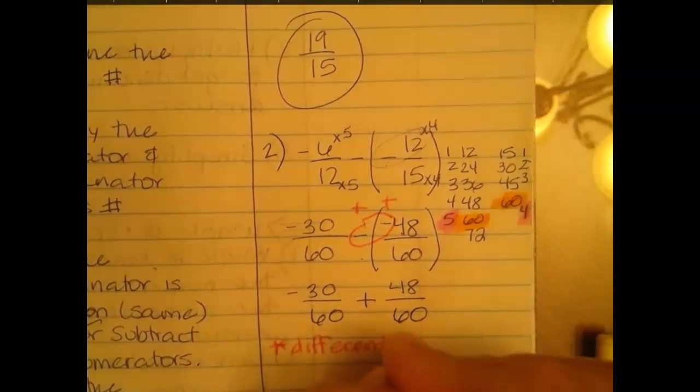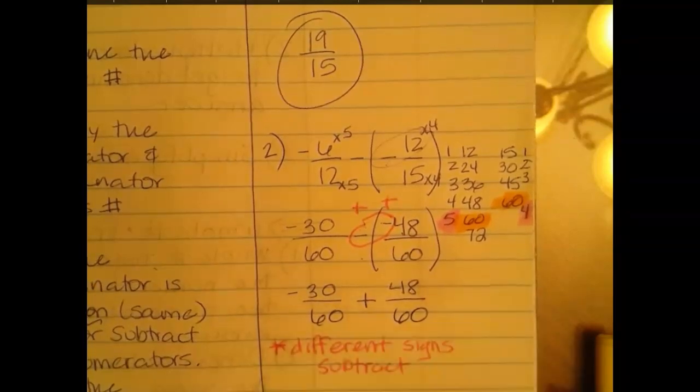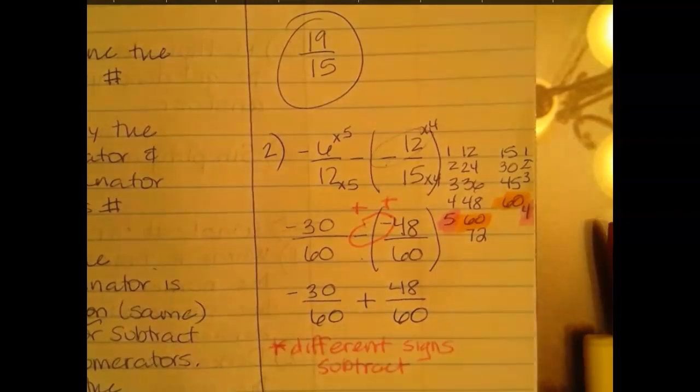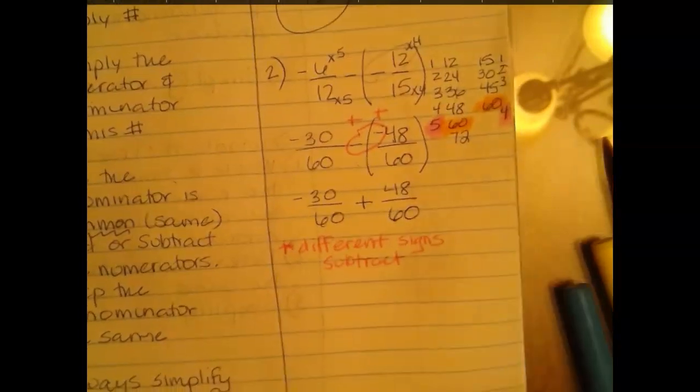When you're adding, same signs add together, but different signs subtract. So we're actually going to subtract the 30 and the 48. We're always going to do the high minus the low. 48 minus 30 is 18. And then we ask ourselves, what sign should it be? The sign is the one that had more to start with. So 48 has more, so that means it's positive 18.